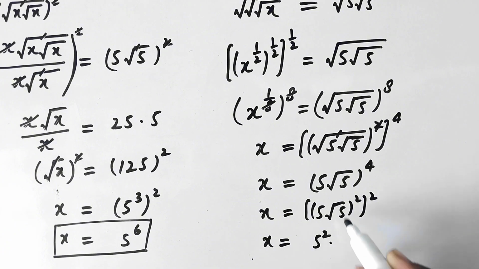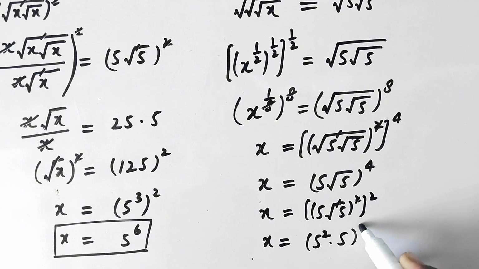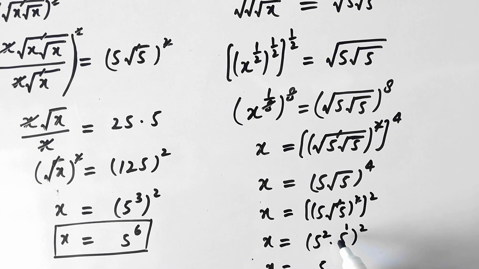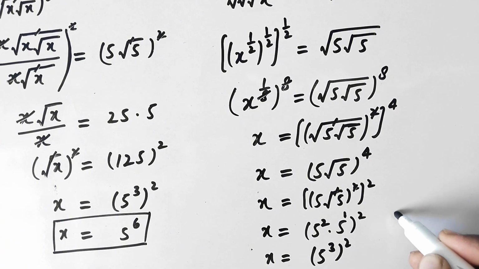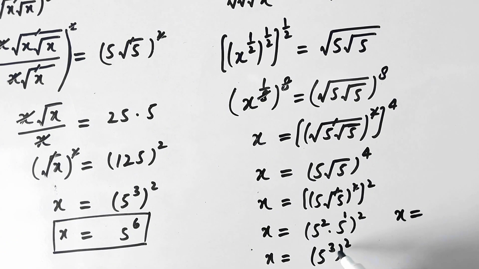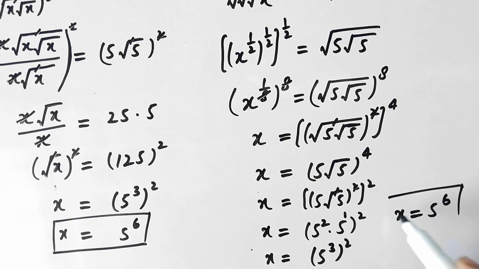So now here will be x equal to 5 square, we will write the same way, 5 square times this square root will be cancelled by this square. So here is 5 to power square, and here we will take power 1. So here x will be equal to 5 to power 2 plus 1 is 3 to power square, and now x will be equal to 5 to power 3 times 2 is 6. That is the same value of x.